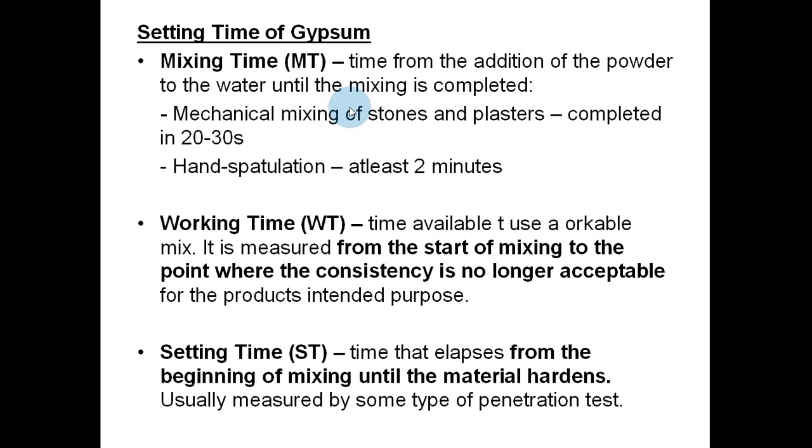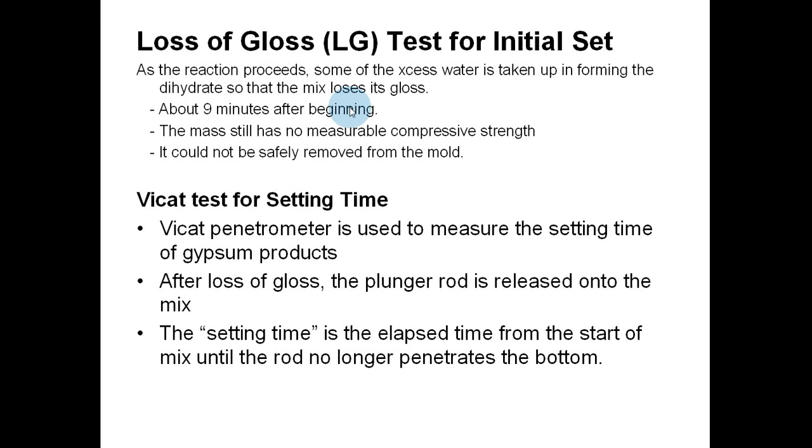The mixing time. This is the time from the addition of the powder to the water until the mixing is completed. Mechanical mixing of stones and plasters is completed in 20 to 30 seconds, and with hand spatulation it takes at least 2 minutes. The working time, which is the time available to use a workable mix. It is measured from the start of mixing to the point where the consistency is no longer acceptable for the product's intended purpose. Setting time. This is the time that elapses from the beginning of mixing until the material hardens, usually measured by some type of penetration test. The loss of gloss test for initial set.